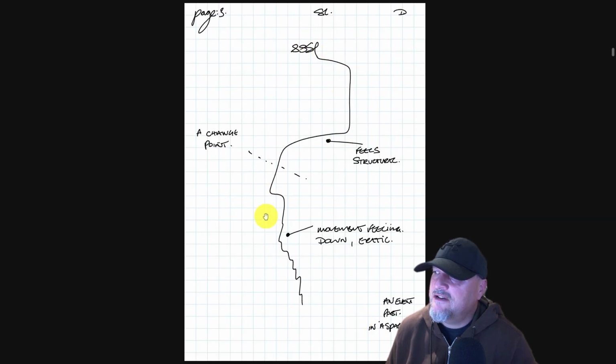Moving to a strange ideogram here, it felt like there was a structure which changes movement, and the movement is feeling like it's moving downwards in an erratic movement. It felt like this was an event in the past, and it was an event in space.